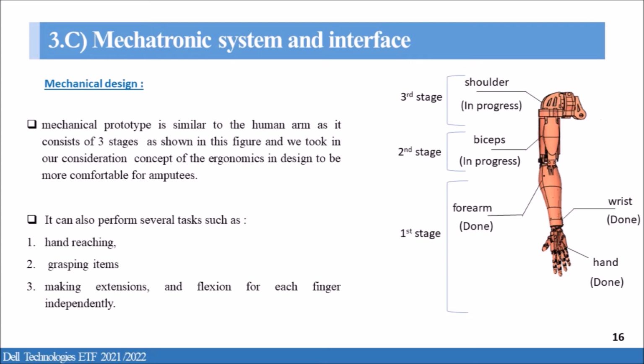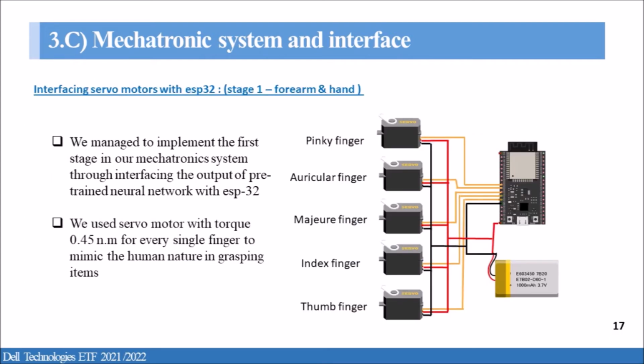For interfacing the servomotors with the ESP32, we managed to implement the first stage of our mechatronic system by interfacing the output of the pre-trained neural network with the ESP32. We used a servomotor with torque 0.45 newton meter for every single finger to mimic the human nature in grasping items.